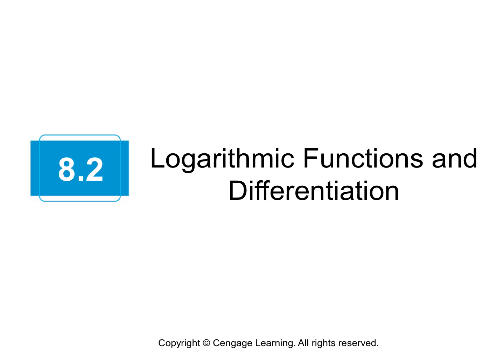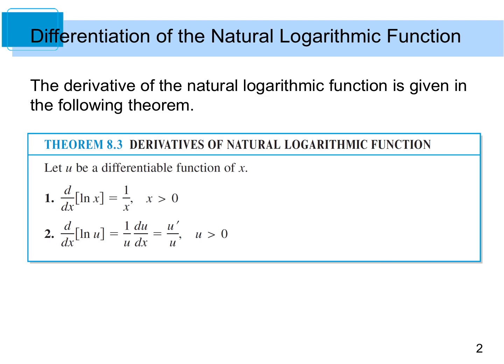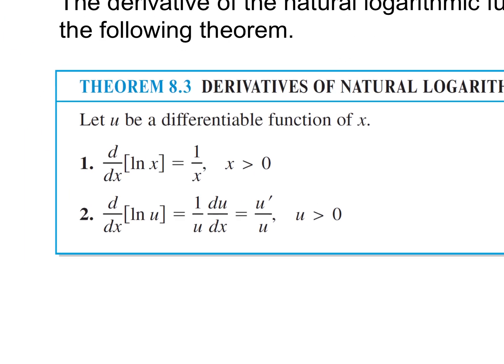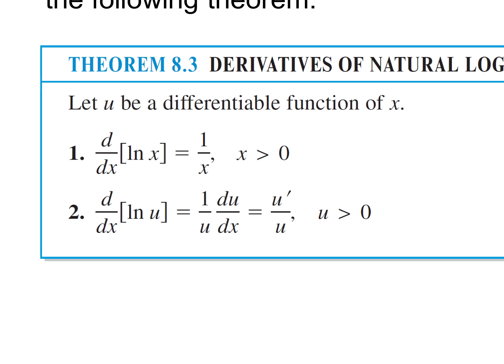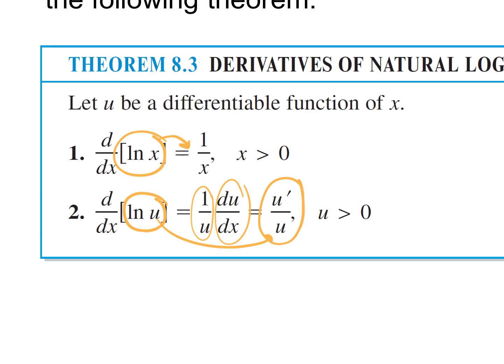So in 8.2, we're going to be taking the derivative of log functions. So starting with ln, the derivative of ln of x is 1 over x. It's not just going to be x that we're taking the ln of. So the derivative of ln of u is 1 over u times the derivative of u. So it'd be the derivative of u over u. So whatever we're taking the ln of, that's going to go into our denominator, and then the derivative is going to go up top.